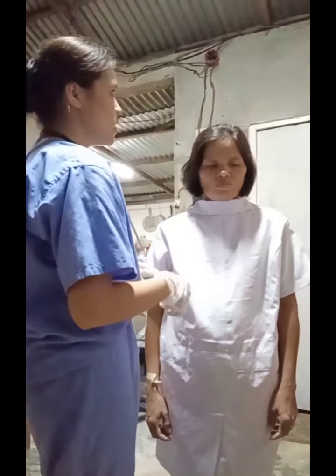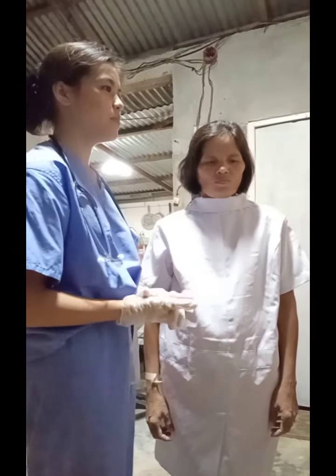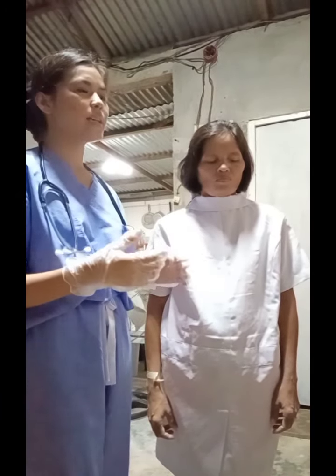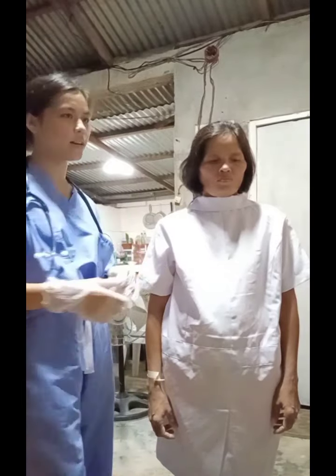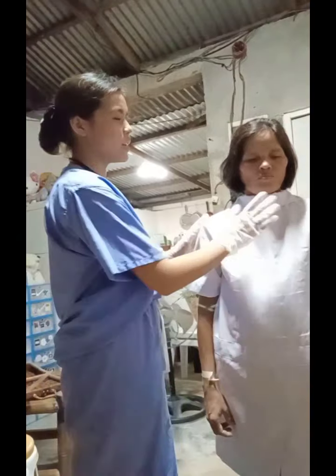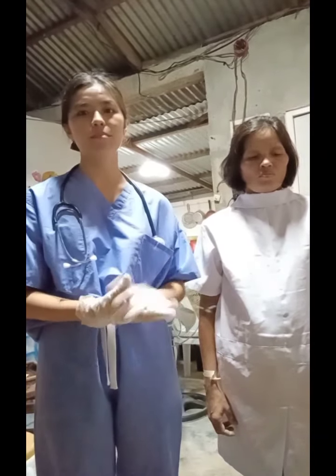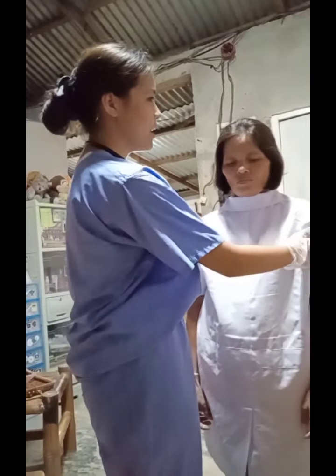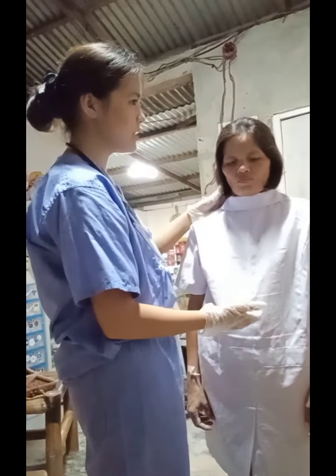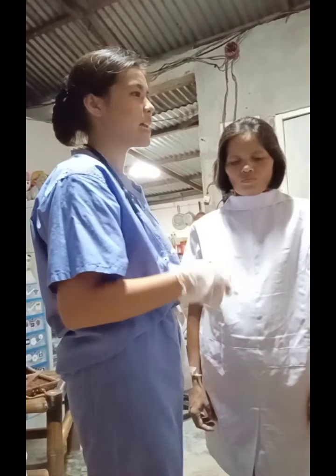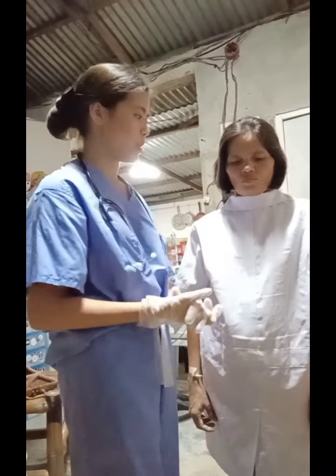When the angle is more than 90 degrees, we expect the presence of a barrel chest. A barrel chest is like this, with the chest rounded between the scapula and the center of the anterior chest. Also note the manner of breathing, the level of consciousness of the patient, any signs of respiratory difficulty, and assess respiratory rate, depth, and symmetry.